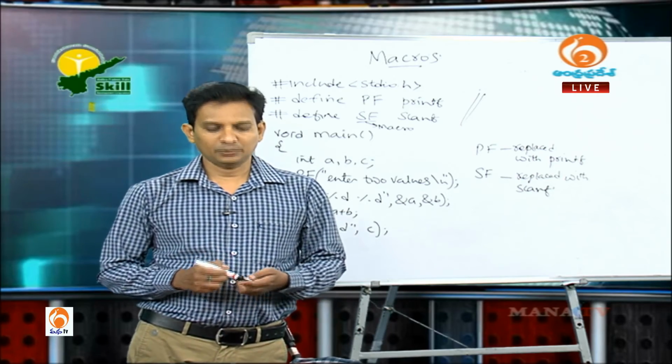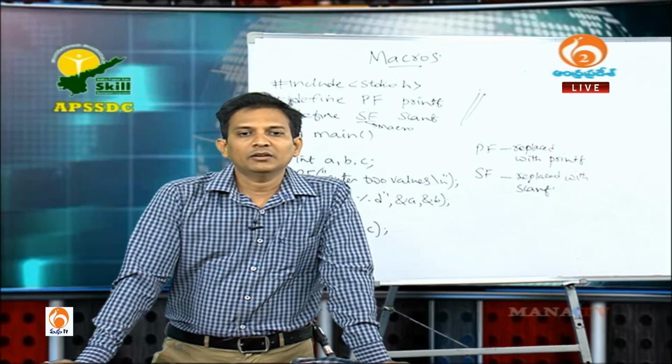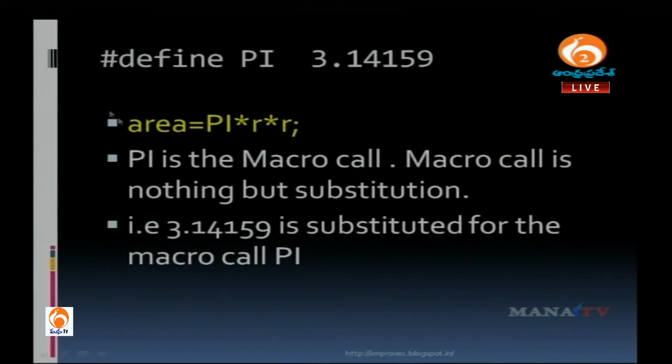Another example we see here: we have seen that the pi value is 3.14159. I have defined the pi value here. Here, I have defined means it is a macro call. This is a macro, so wherever I use the pi value, that is replaced with 3.14159. Area equals pi into r into r.